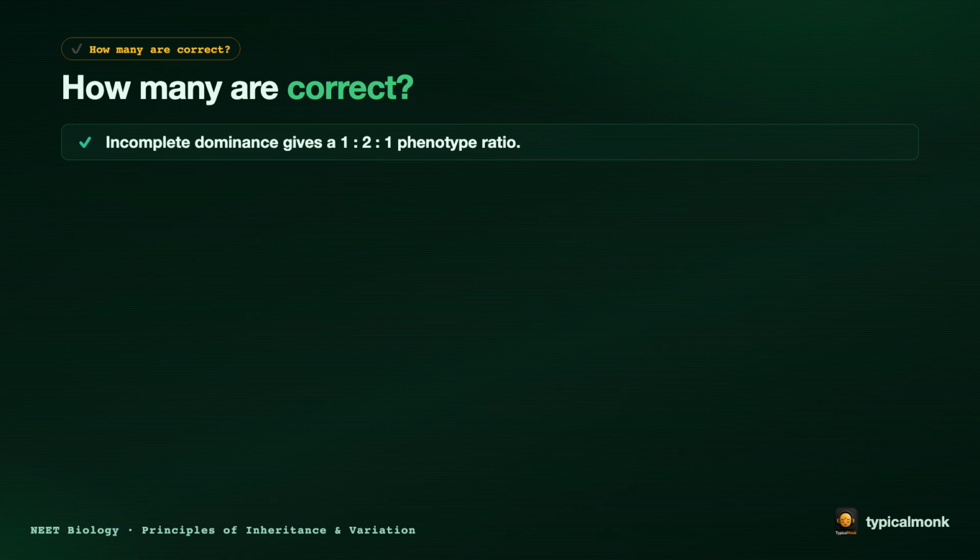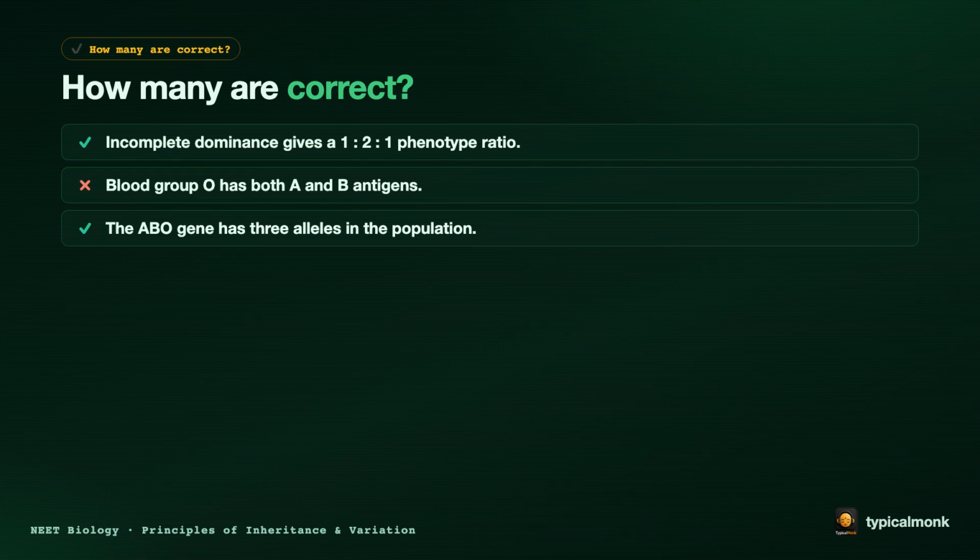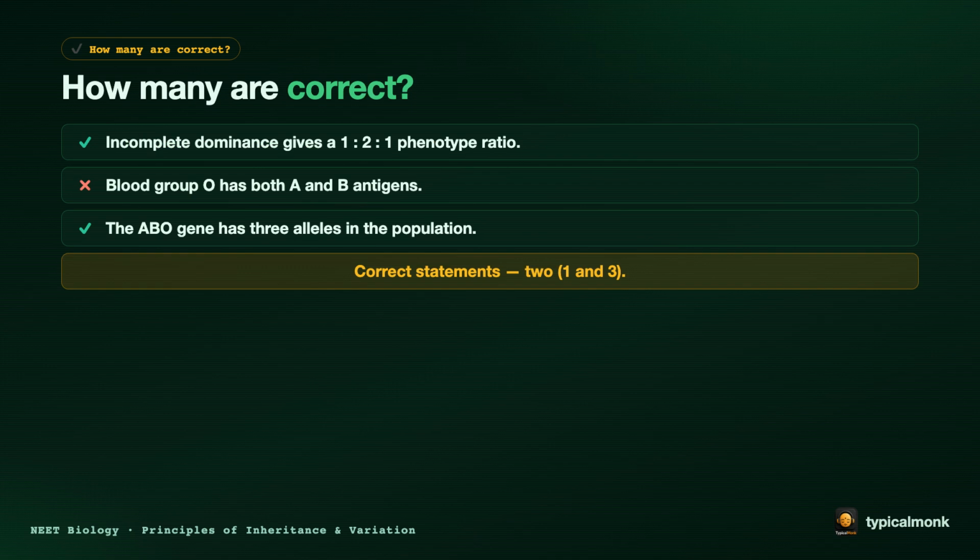Now the third drill, how many of these statements are correct? Check them one by one. First, incomplete dominance gives a 1 to 2 to 1 phenotype ratio. This is correct. Second, blood group O has both A and B antigens. This is wrong. Third, the ABO gene has 3 alleles in the population. This is correct. So the correct statements, 2, that is, the first and the third.